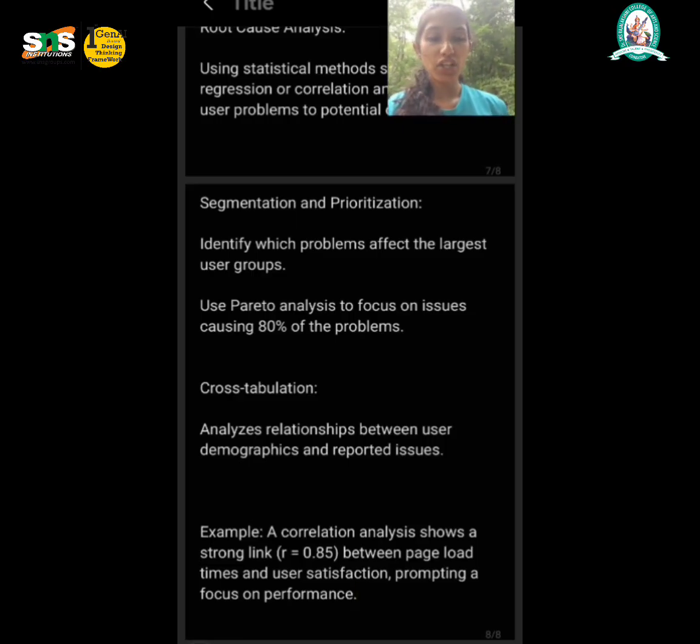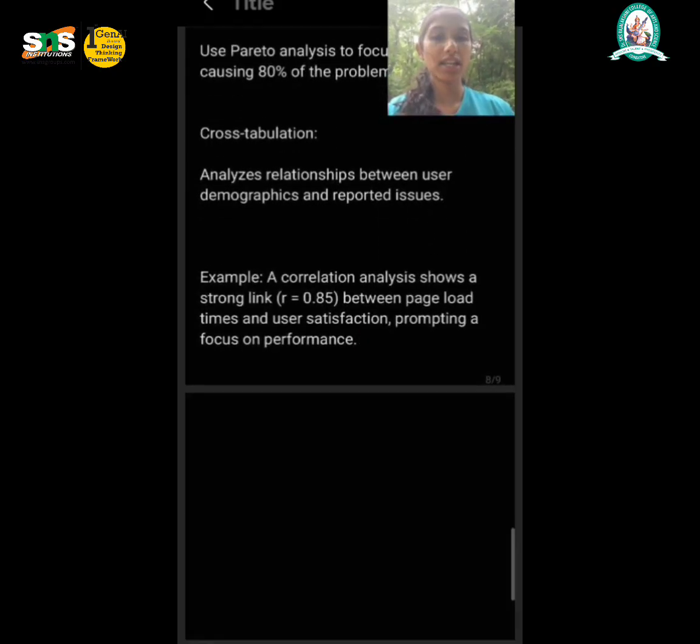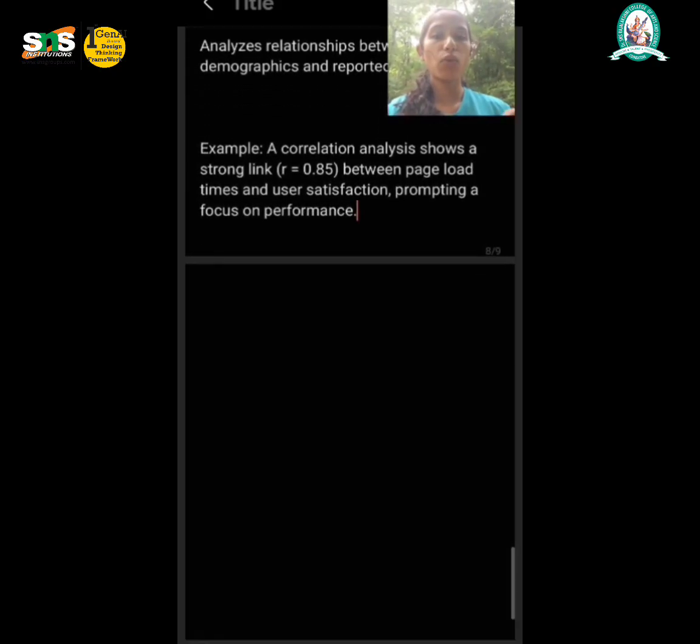Example: a correlation analysis shows a strong link between page load times and user satisfaction, prompting a focus on performance.